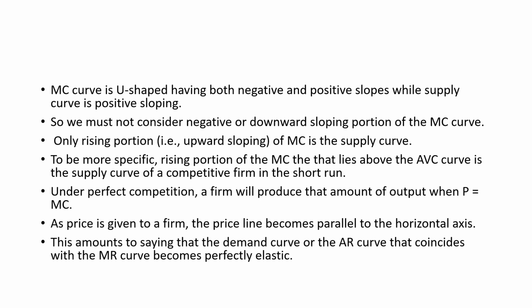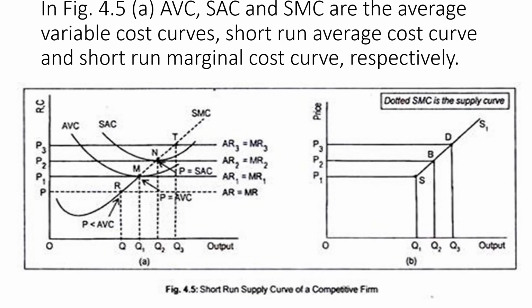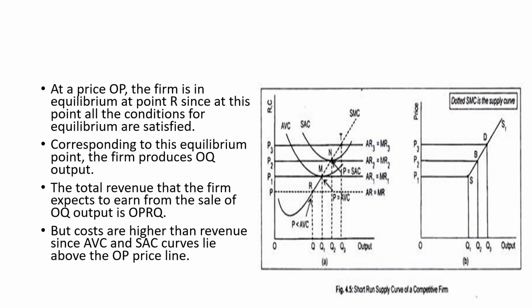Okay, now coming to perfect competition, a firm will produce that amount of output when the price equals its marginal cost. As the price is given to a firm, the price line becomes parallel to the horizontal axis. And this amounts to saying that the demand curve or the AR curve, which coincides with the MR curve, becomes perfectly elastic. In the figure, you can see how we could derive this SMC or supply curve from the marginal cost curve.